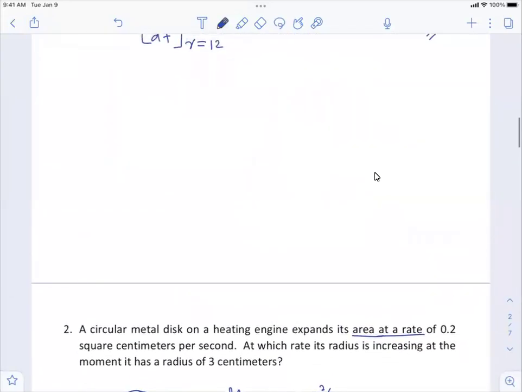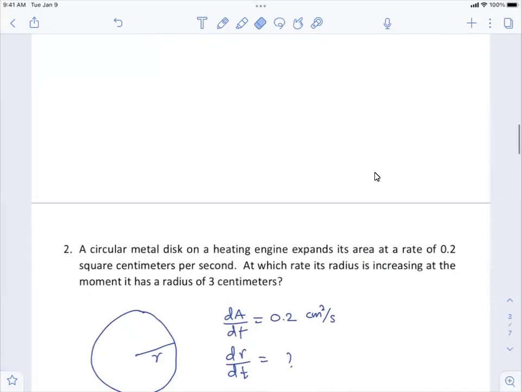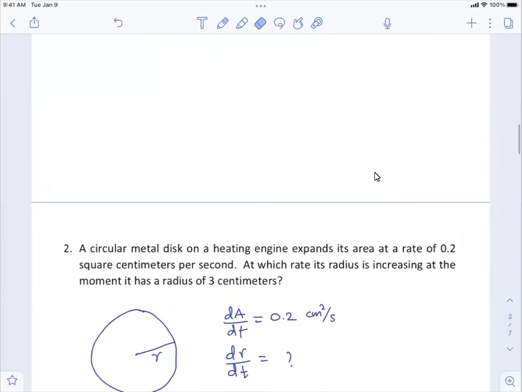On this occasion, since it's a similar example, I will just provide you the work and I will explain. I already have the answers prepared. So the first one: a circular metal disc on heating expands its area at a rate of 0.2 square centimeters per second. At which rate is the radius increasing at the moment it has a radius of 3 centimeters?